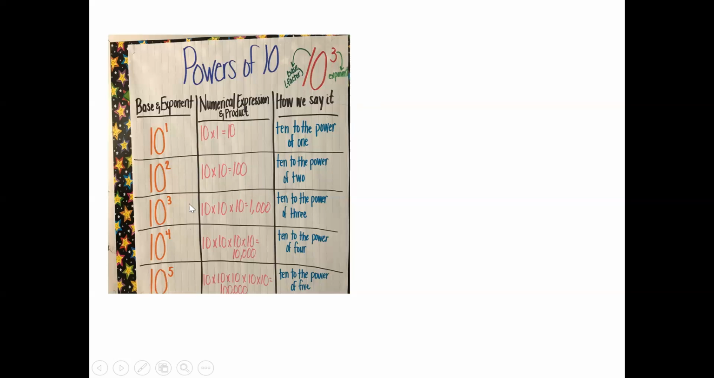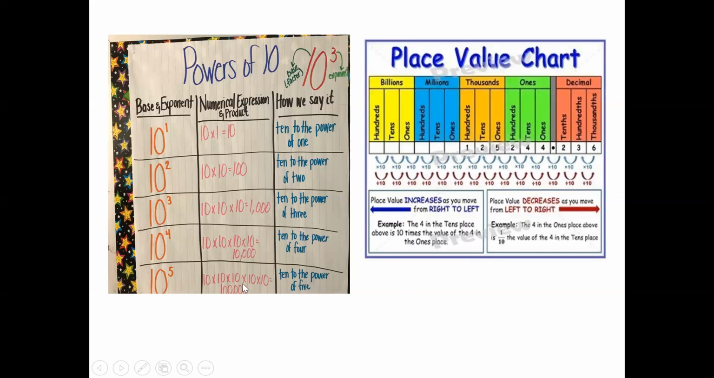I could say 10 to the power of 3, or I could say 1,000. I could say 10 to the power of 4, or I could say 10,000. I could say 10 to the power of 5, or I could say 100,000. Okay, those are equivalent. They mean the same. They are the same thing. Now, how does that work when we're talking about the place value chart and our numbers moving around in relation to a decimal?